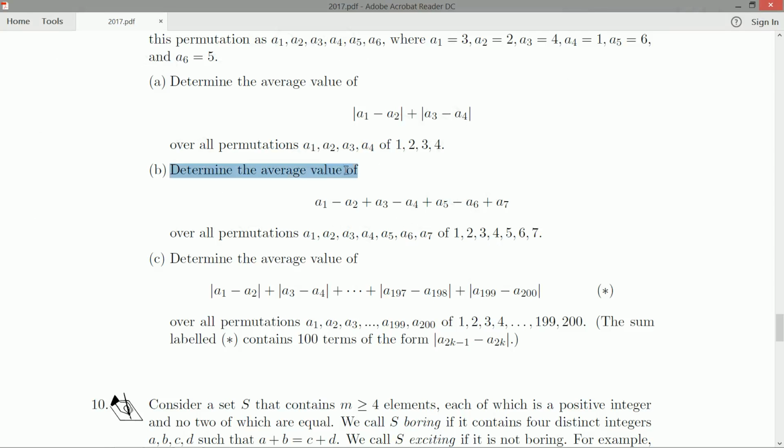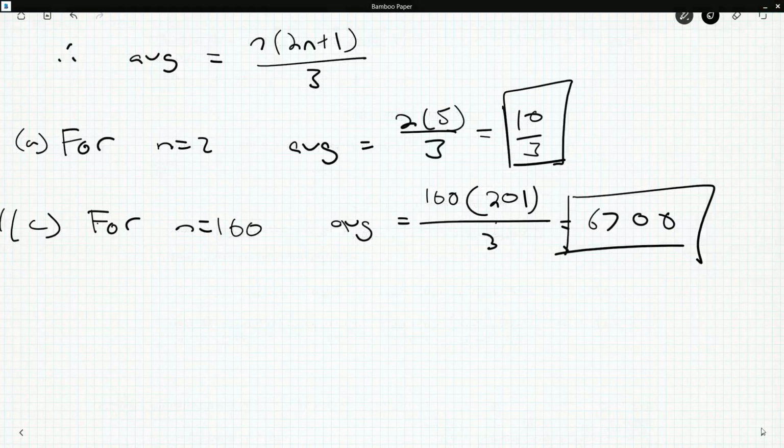So B part, determine the average value of A1 minus A2 plus A3 minus A4 plus A5 minus A6 plus A7 over all permutations. Well, how many permutations are there going to be? 7 factorial, which is 5,040 if I recall correctly. Okay, well, how are we gonna do this? How are we gonna add up this?